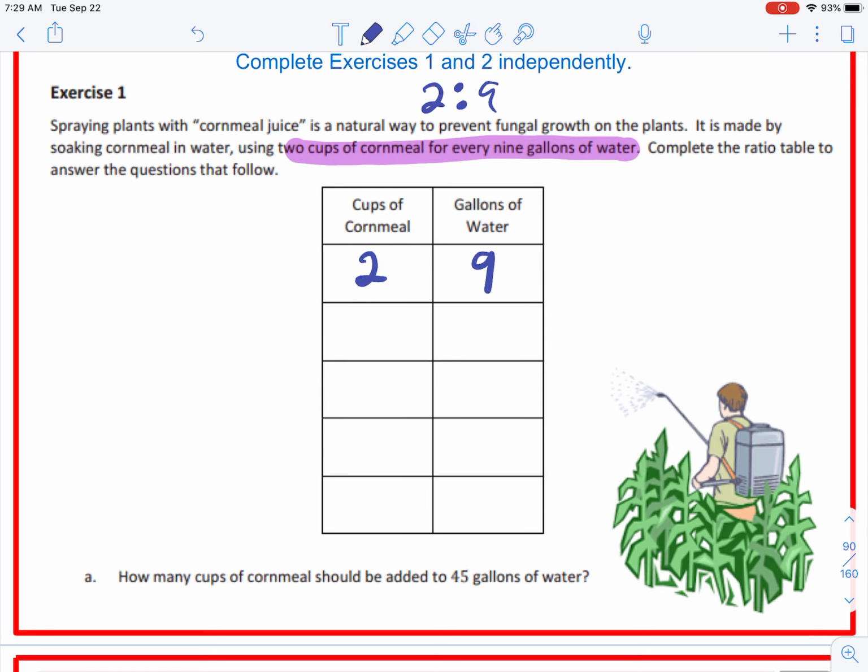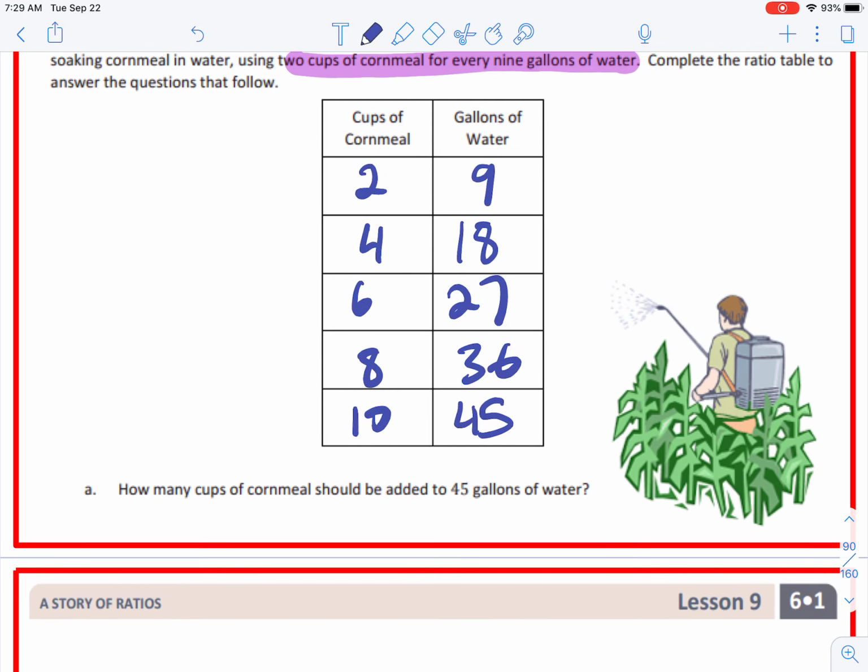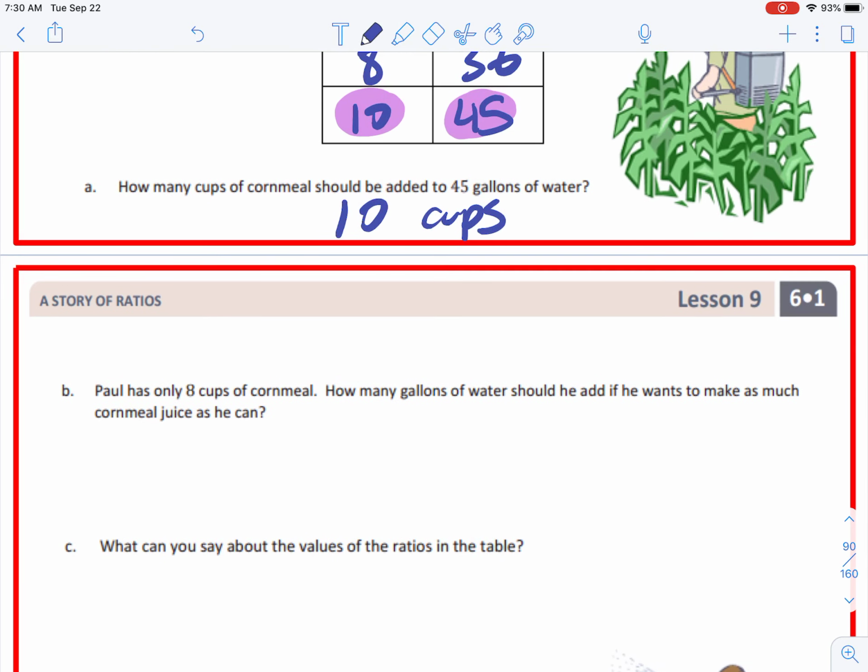Pause the video, complete the table real quick. Should have paused the video. Okay, your table should look like this. One side's counting up by 9s, the other one's counting up by 2s. Okay, look at letter A. How many cups of cornmeal should be added to 45 gallons of water? Well, we find 45. And how many cups corresponds with 45? 10 cups.